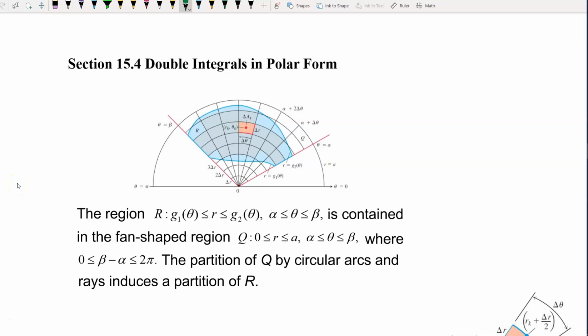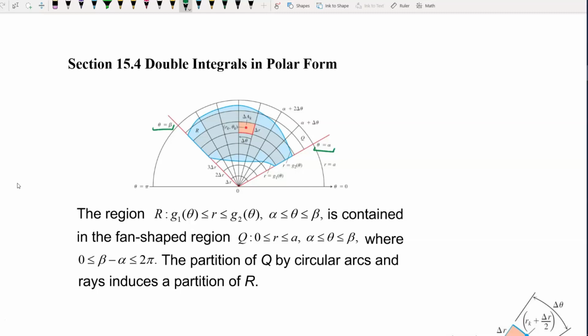Hello everyone, in this section we have double integrals in polar form. We have region R, and R is between g1 of theta and g2 of theta. Theta is between alpha and beta. Here is alpha, and here is beta. It is contained in a fan-shaped region.